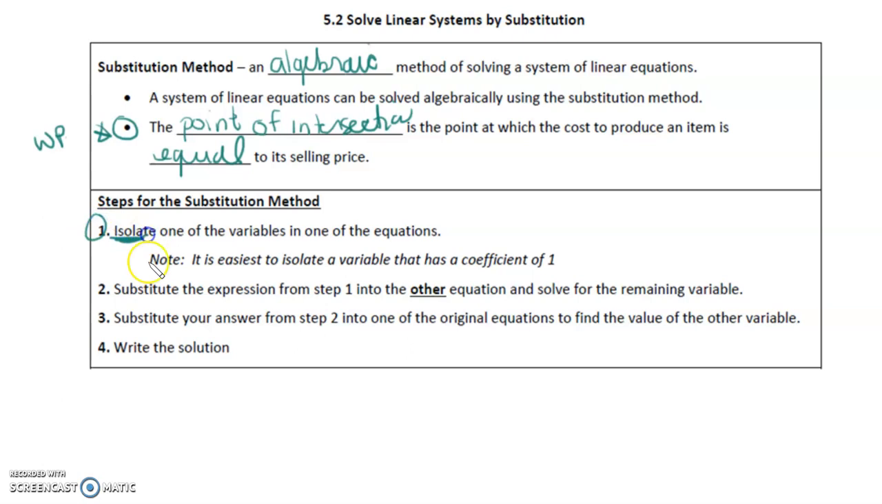First, we want to isolate one of the variables. The easiest way to do that is if the variable has a coefficient of 1, then we're going to substitute that expression from this equation into the other equation. Then we're going to solve for the only variable that should be in there. Then we're going to substitute that answer back into one of the original equations to find the value of the other variable, right? Because there's always going to be two variables. And then we're going to write the solution. I think in Word it's a little bit more difficult, but hands-on, we'll see that it's not bad.